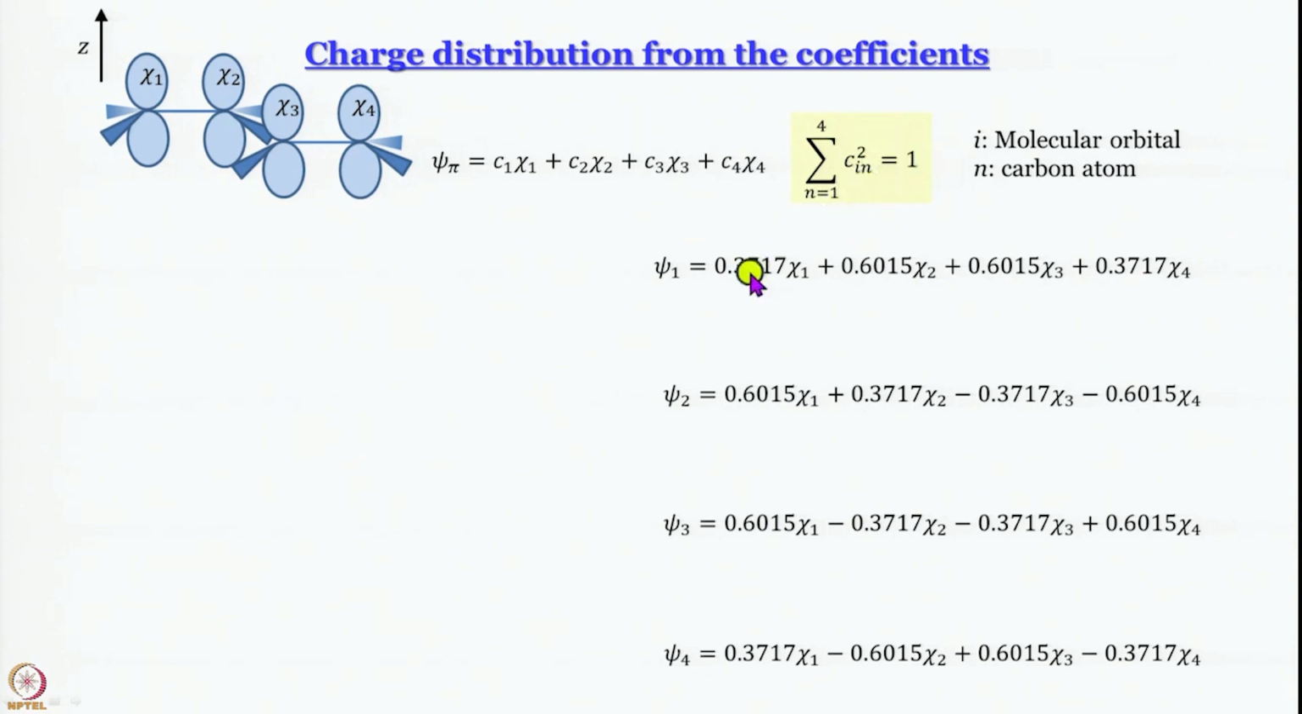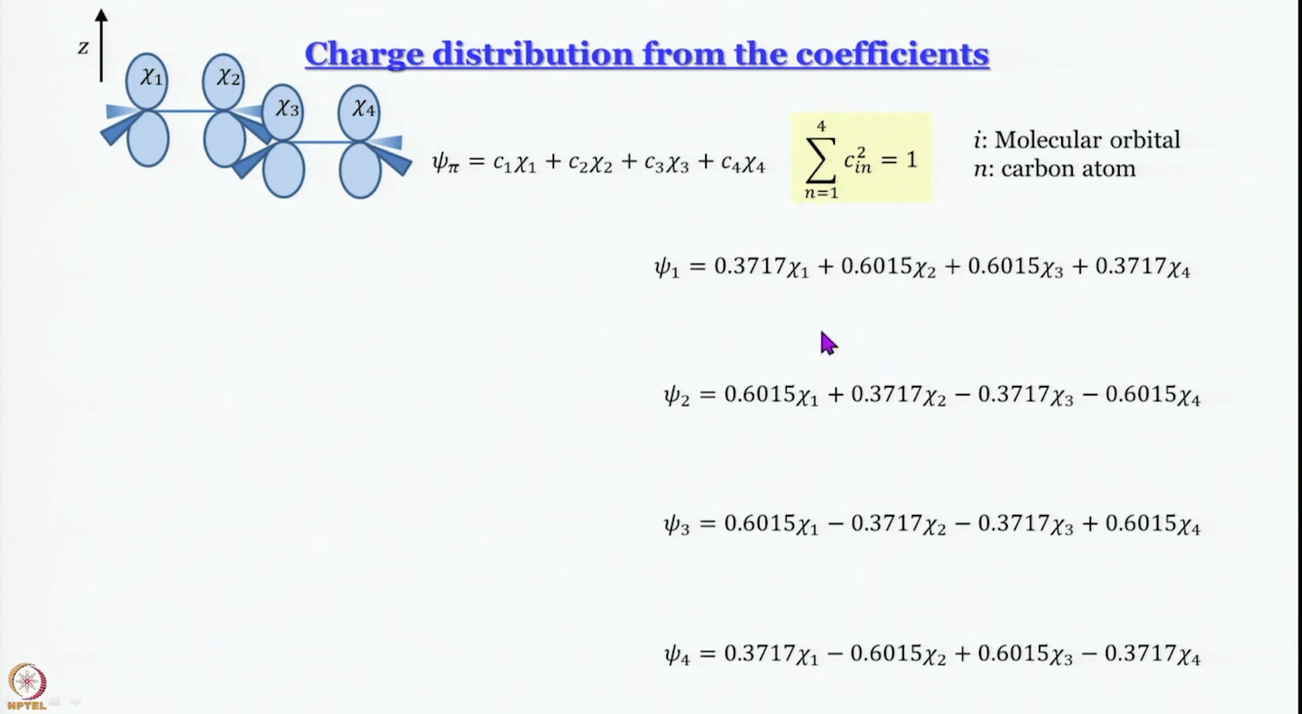So, the first thing that I want to say here is the sum over n equal to 1 to 4 of Cin square is equal to 1, where i is a molecular orbital. So, i would be 1, 2, 3 and 4, and n is the carbon atom number. This also is 1, 2, 3 and 4, but do not get confused between this set of 1, 2, 3, 4 and this set of 1, 2, 3, 4. I should have perhaps written Roman numerals or something to differentiate between the two, but I have not. So, please bear with me.